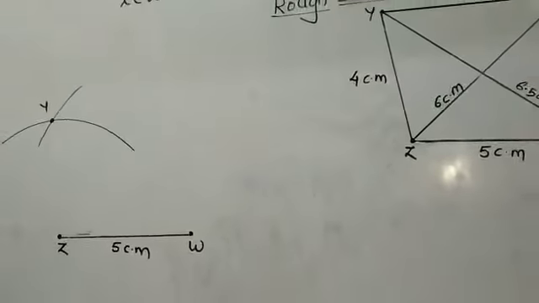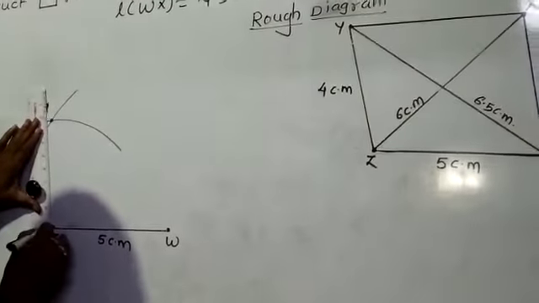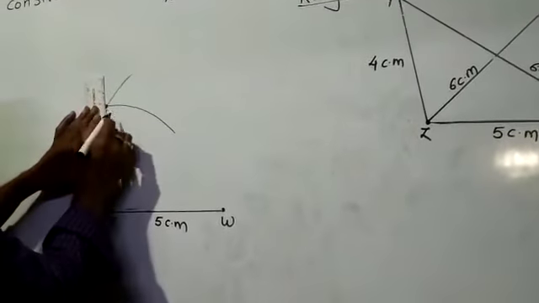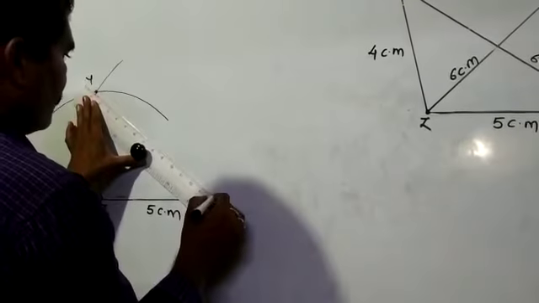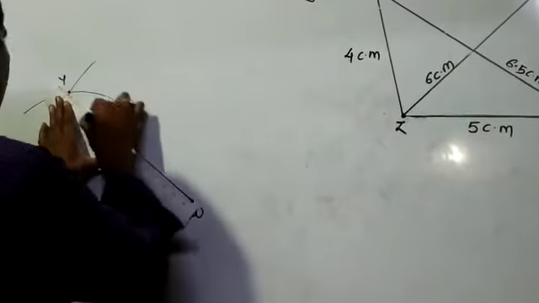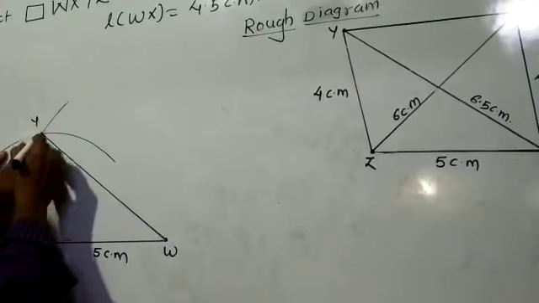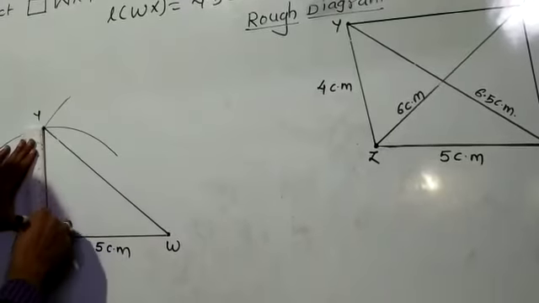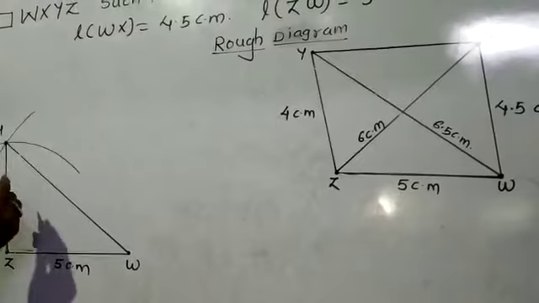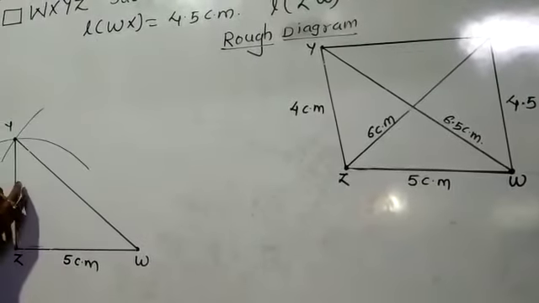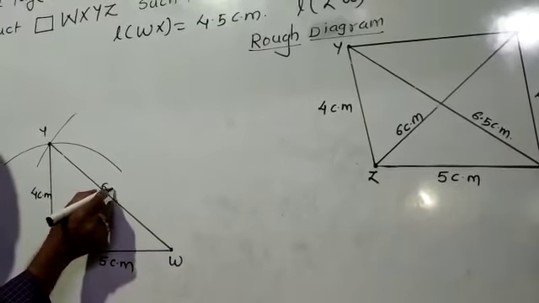Once you get the point Y, you have to join this YZ and you have to join this WY. Then this ZY is 4 cm and this one is 6.5 cm.